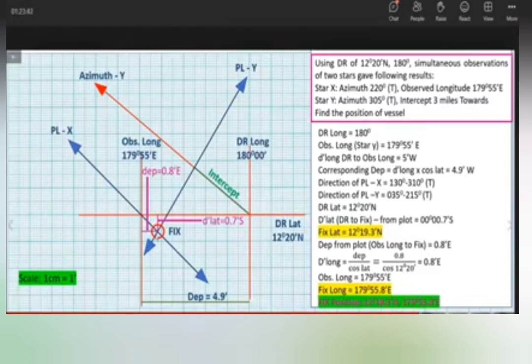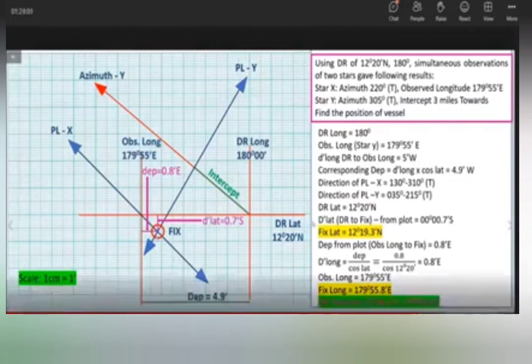You should be using MLAT, but as I told you, even if you use a simple latitude, any of the latitudes in the plot, the numerical answer is going to be the same. So in this question, there is nothing about MLAT because it's on DR latitude only. You should actually be taking 12 degrees 19.7 minutes here. How, sir? Okay. So here, only one latitude is the question.